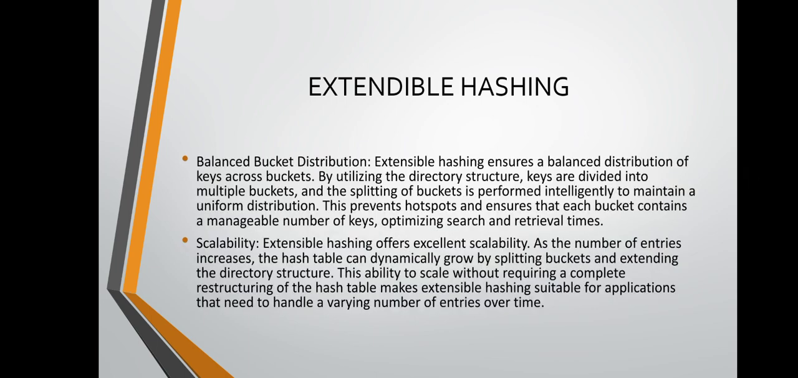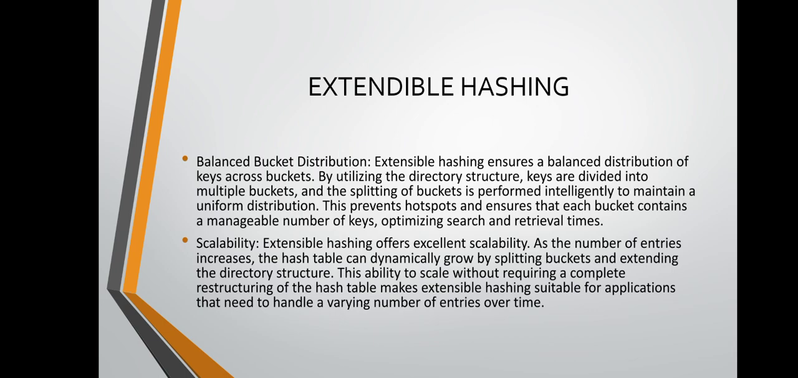Balanced bucket distribution. Extendable hashing ensures a balanced distribution of keys across the buckets. By utilizing the directory structure, keys are divided into multiple buckets and the splitting of buckets is performed intelligently to maintain a uniform distribution. This prevents hotspots and ensures that each bucket consists of a manageable number of keys, optimizing search and retrieval time. Scalability. Extensible hashing offers excellent scalability.